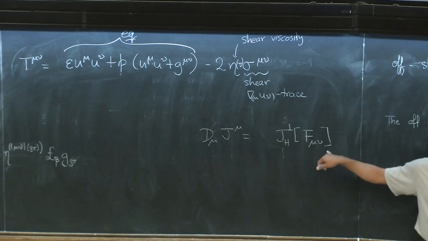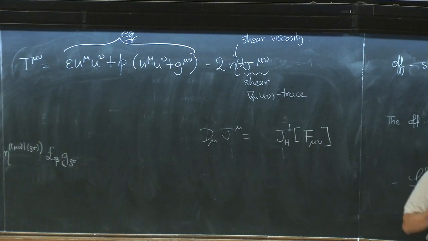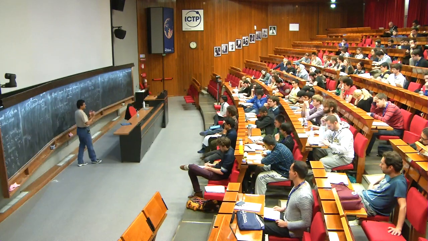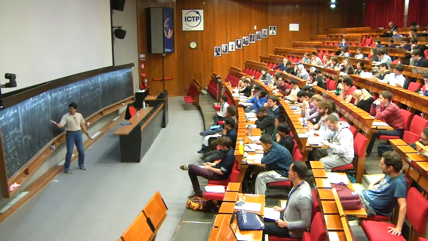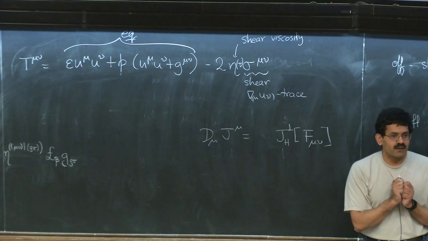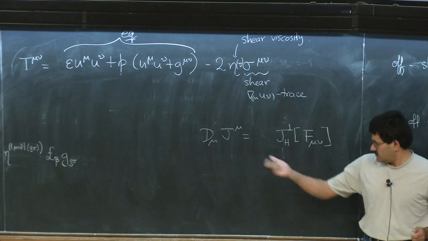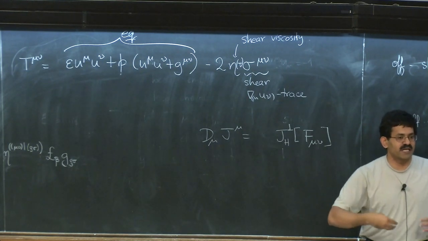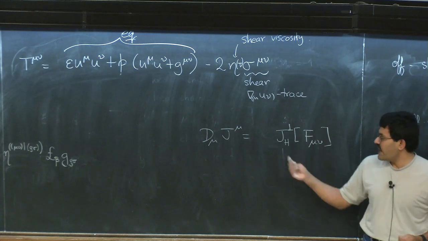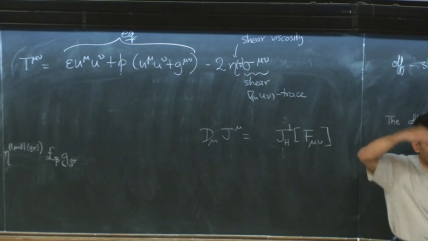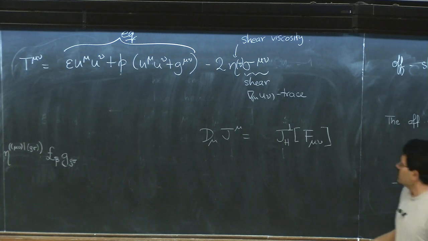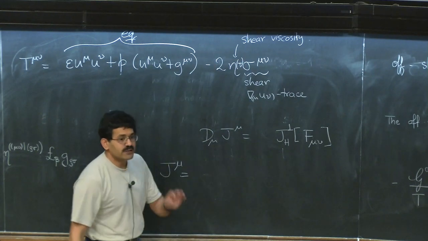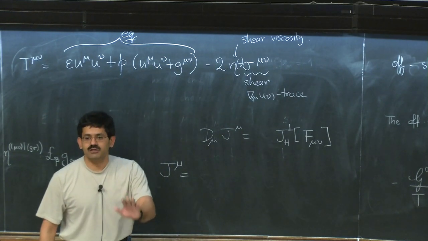Now, when you turn on temperature, you can ask the following question. You can take the following order of limits. You can turn on background fields, turn on temperature, solve, keep this equation intact. You can ask how much the current is not conserved by the background. And then, having worked out what J is, turn off the background fields. Okay? The statement is that J has pieces that know about the anomaly even if you don't turn on background fields.